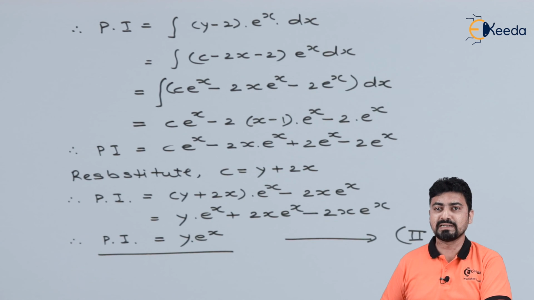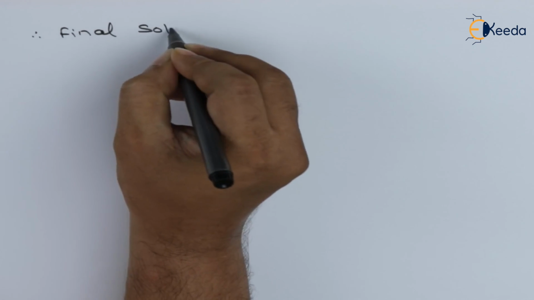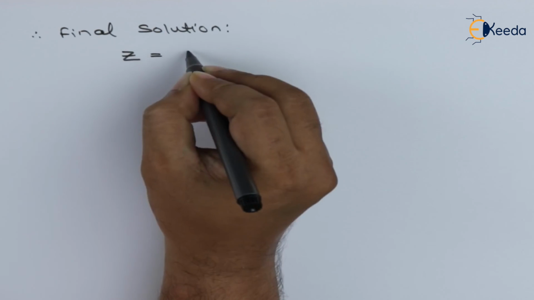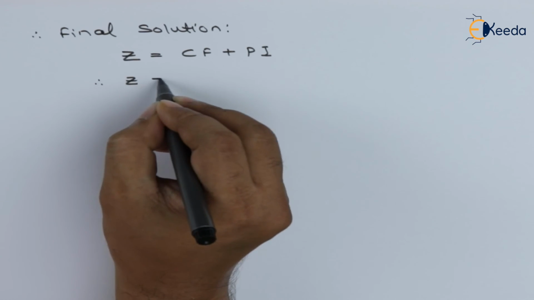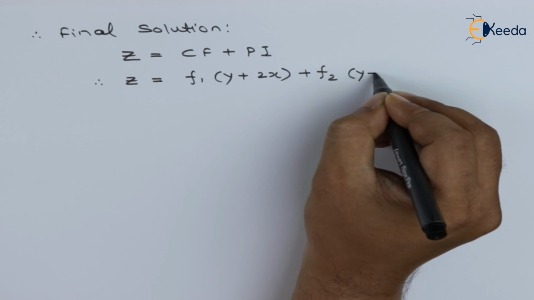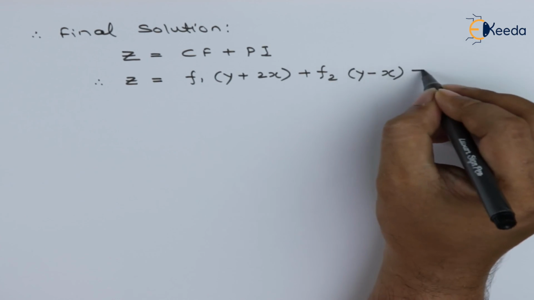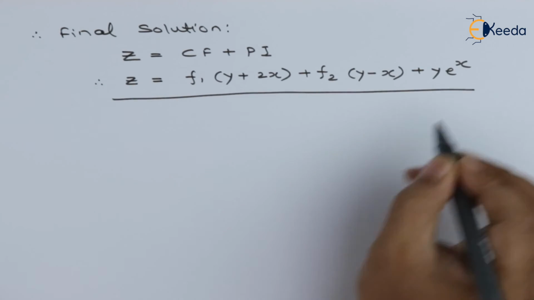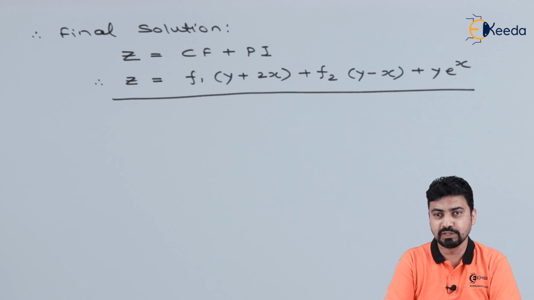Let us write both the parts and write our final solution for the given homogeneous linear partial differential equation. Therefore, the final solution is CF plus PI. The part of CF plus the part of PI, which is this, is the final solution for the given homogeneous linear partial differential equation.